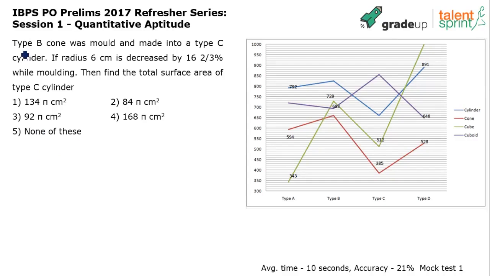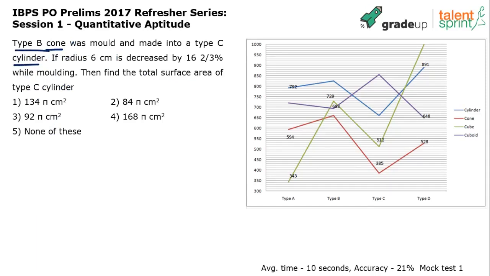Here we go. Type B cone was molded and made into a type C cylinder. If radius 6 cm is decreased by 16 2/3% while molding, then find the total surface area of type C cylinder. So basically a cone is being molded and made into a cylinder. What's the conversion? Cone to cylinder. Like earlier we had seen cylinder being converted to 2 cones. Now one cone is being transformed to 1 cylinder.